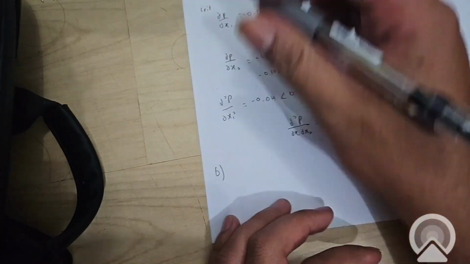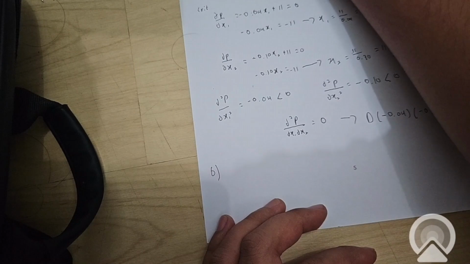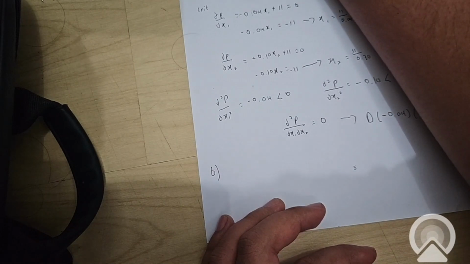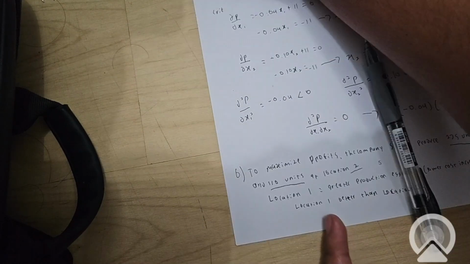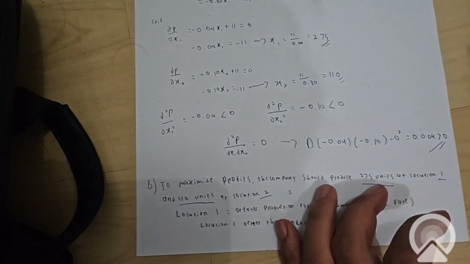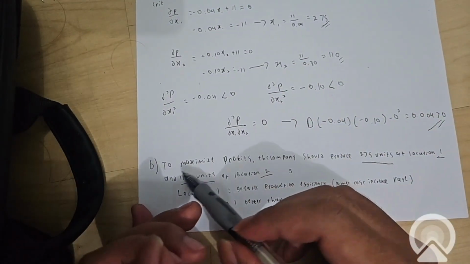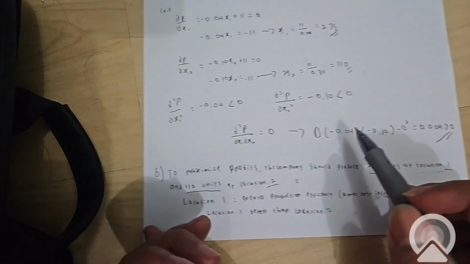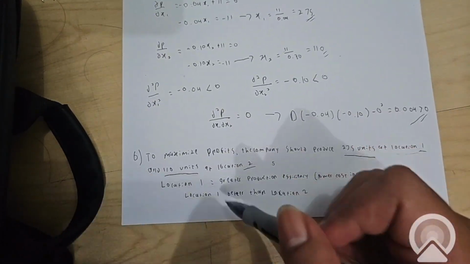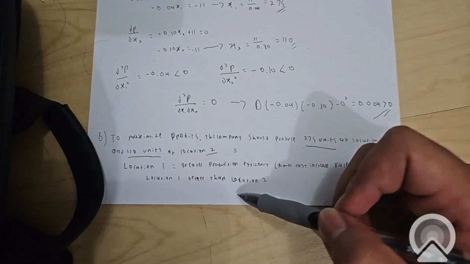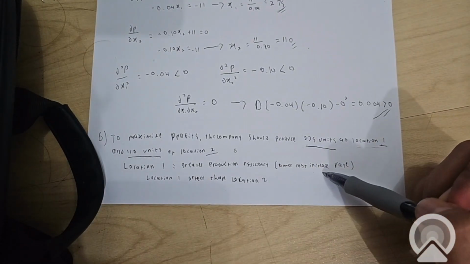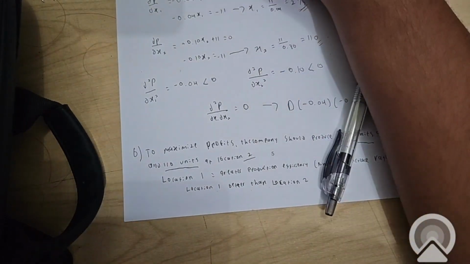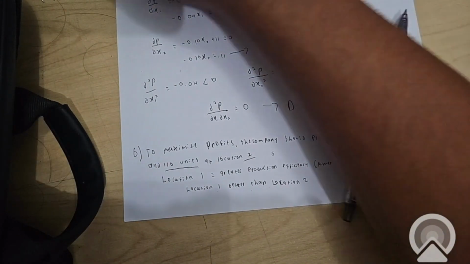So the B point, I will write it first. So I finished writing the B. So in short, to maximize profits, the company should produce 275 units at location 1 and 110 units at location 2, because location 1 has greater production efficiency, so it will lower the cost increase rate. So location 1 is better than location 2. That's all. Thank you for listening to my video. Goodbye.